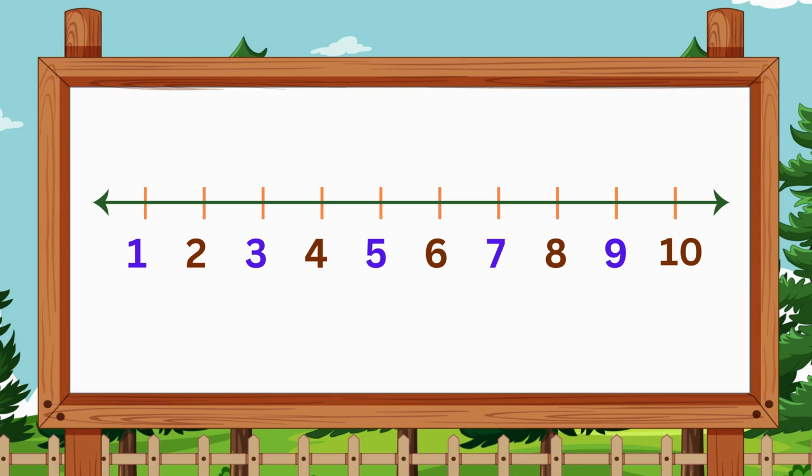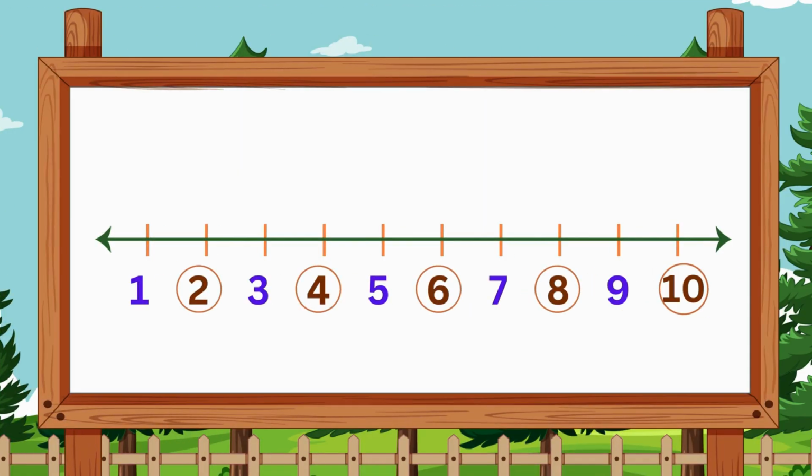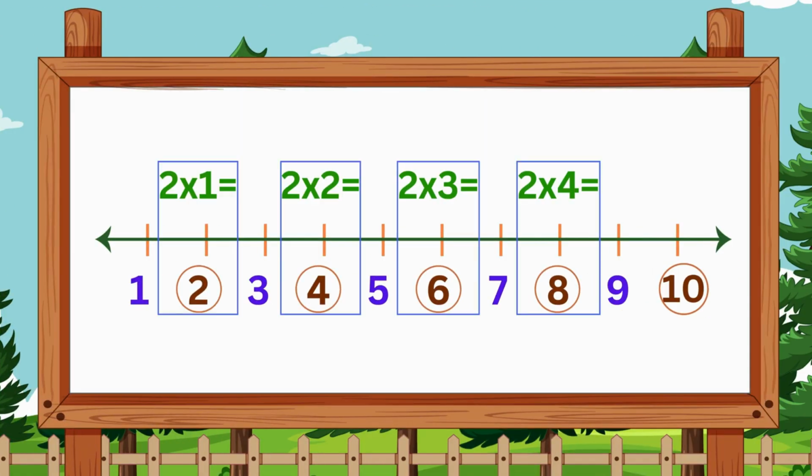Now, let's say it together. 2, 4, 6, 8, 10. Let's do it once more. 2, 4, 6, 8, 10. You've learned half of the 2 times table already. If you need to, pause the video and say it a few more times. When you're ready, let's jump into the trick.